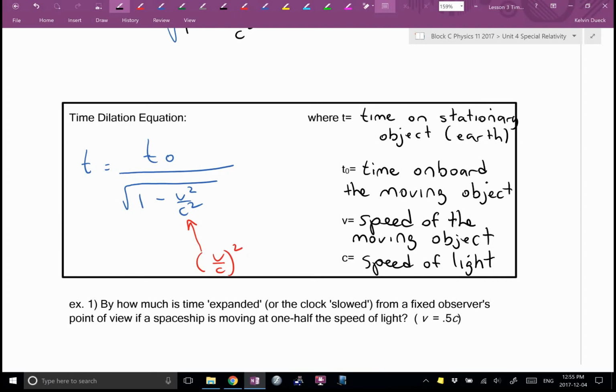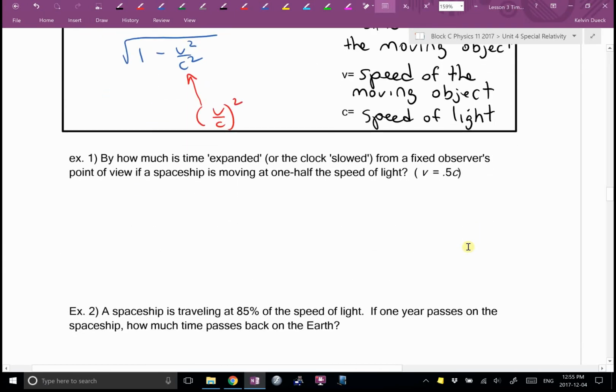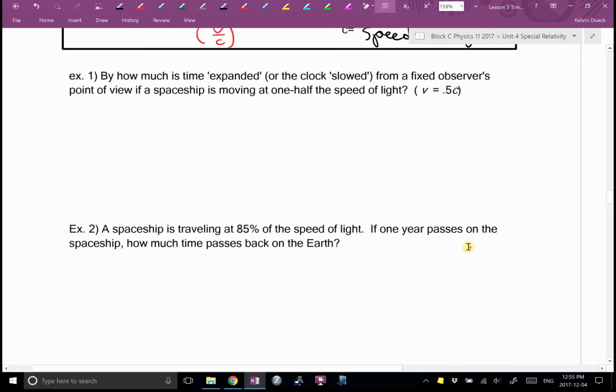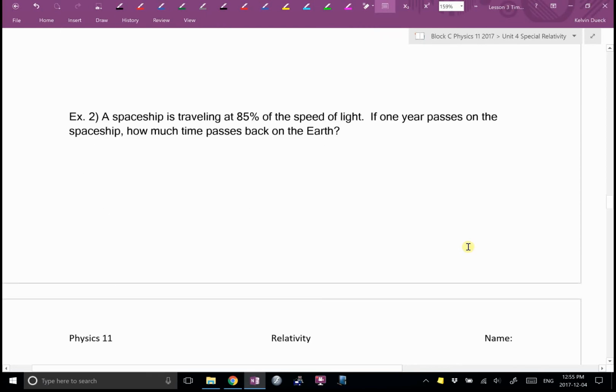Okay. Now, first thing we need to say is this. Relativistic effects only occur when you're approaching relativistic speeds. It's when you're going close to the speed of light. Okay? So in number 1, we're going to ask this. I'm going to skip number 1 and do number 2 first. I keep forgetting to flip-flop these. A spaceship is traveling at 85% of the speed of light. If 1 year passes on the spaceship, how much time passes back on Earth?